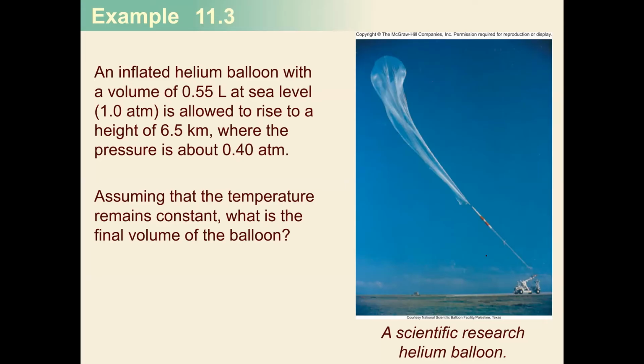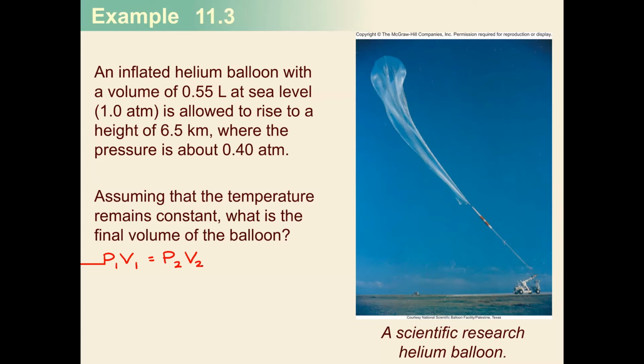An inflated helium balloon with a volume of 0.55 liters at sea level, which has a pressure of 1 atmosphere, is allowed to rise to a height of 6.5 kilometers where the pressure is 0.4 atmospheres. Assuming that the temperature remains constant, what is the final volume of the balloon? So this is important that we use our Boyle's law. So this means that we want to have P1 V1 equals P2 V2.